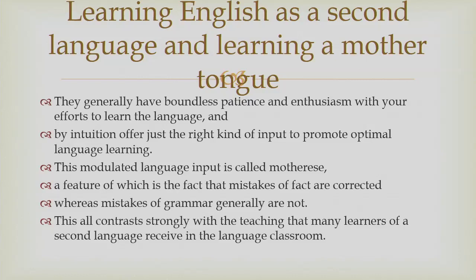This all contrasts strongly with the teaching that many learners of a second language receive in the language classroom. In the language classroom, the moment you make a mistake, the teacher will say, no, verb, subject, agreement. You do this: subject, verb, object, SVO. That is the structure of your sentence. So in other words, when we learn our mother tongue, we are not controlled by grammar. We were not corrected on mistakes of grammar, whereas later when we learn the second language, we are corrected.